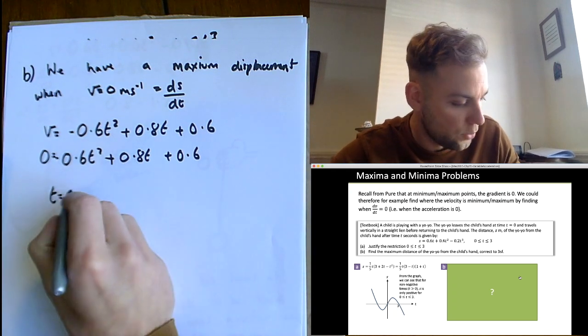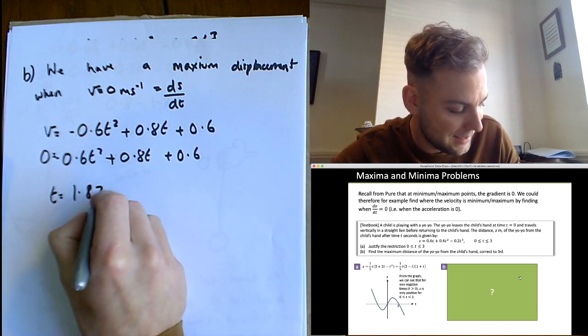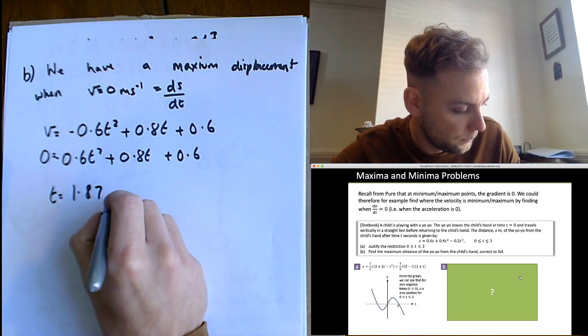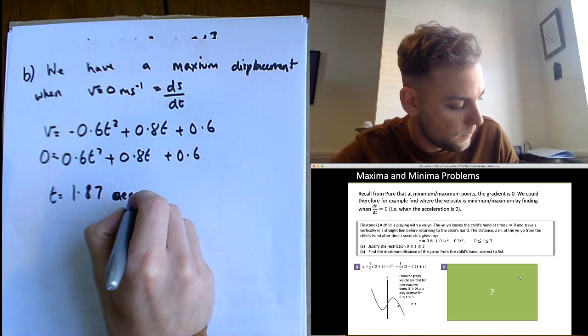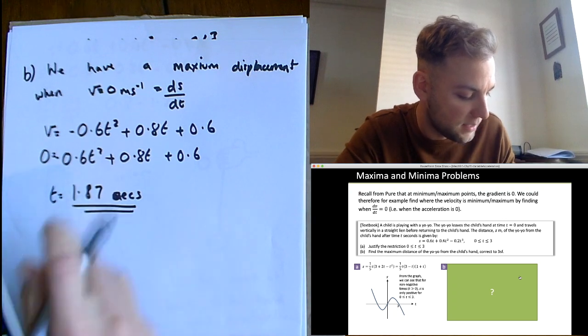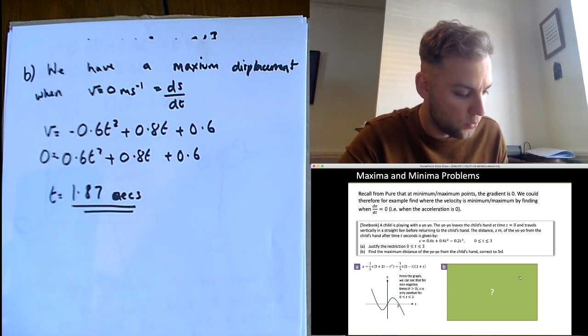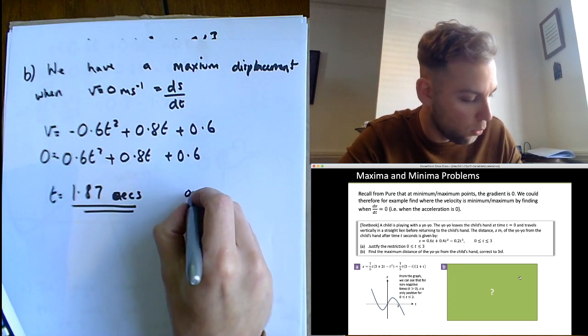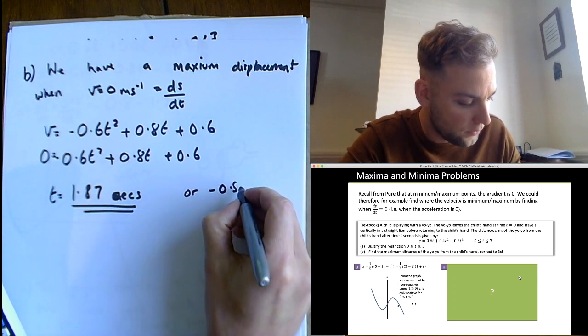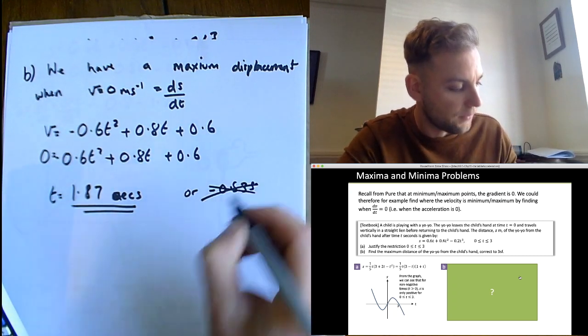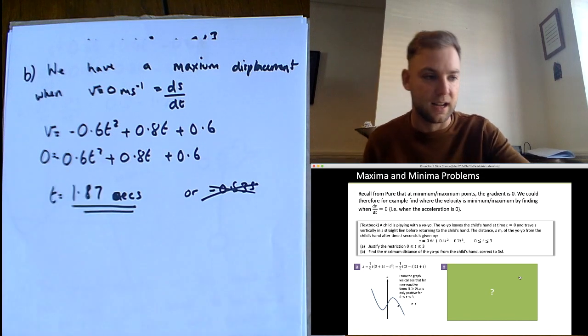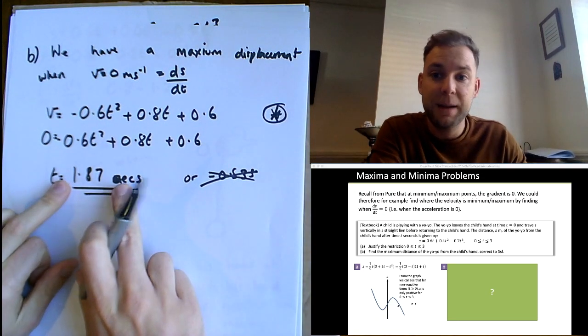We're going to get a time which is equal to 1.87 seconds. And we also get this or minus 0.535. We can't have that because we can't have a negative time. So that is the time. So we've got the time that this occurs.